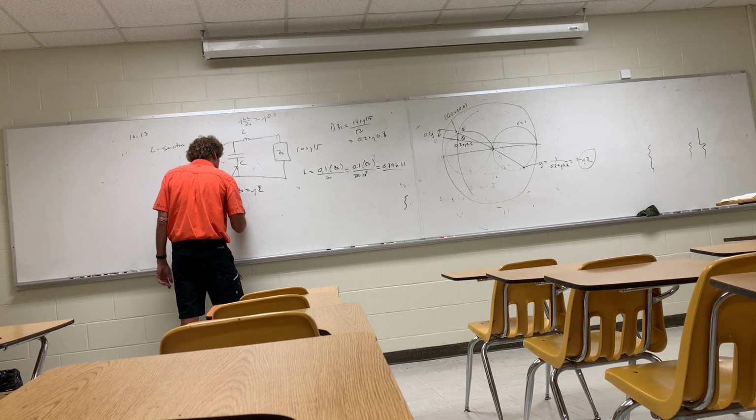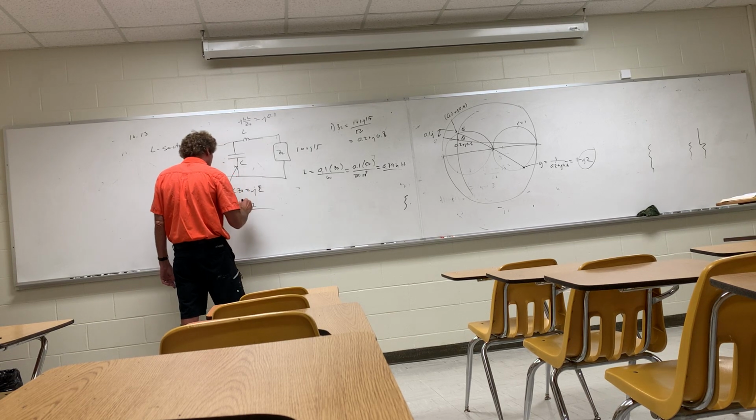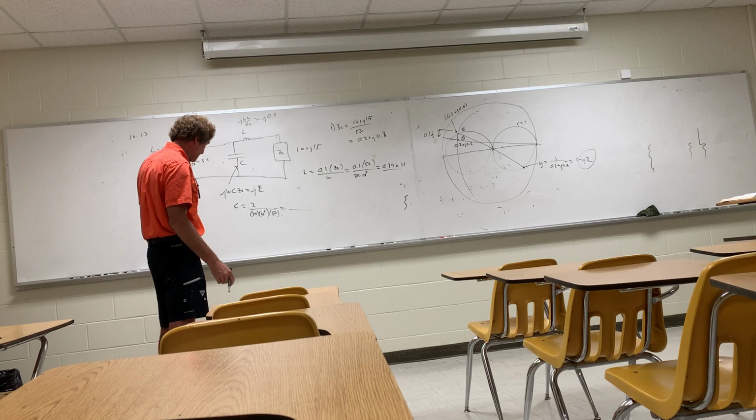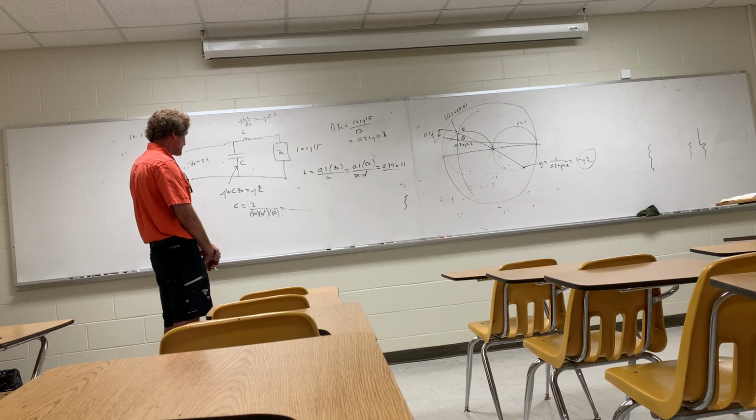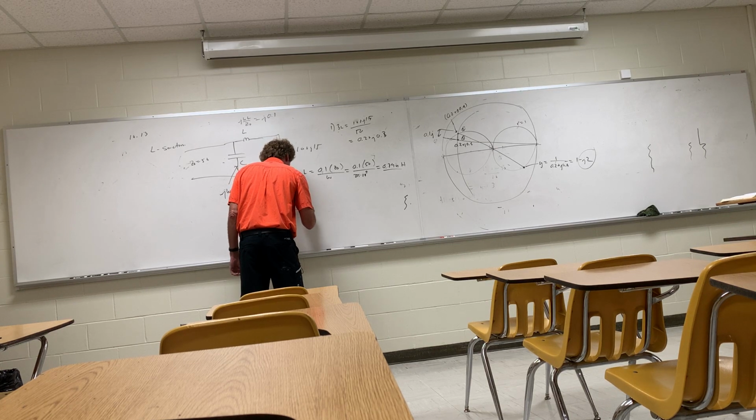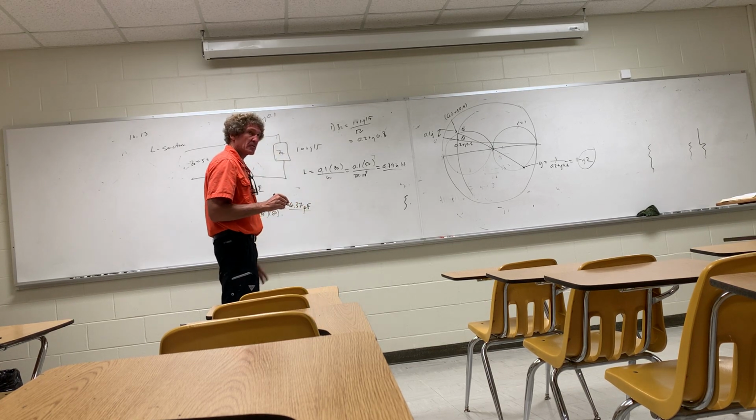Or we can say C is equal to 2 over omega Z naught. Omega is 2 pi times 10 to the 9th, because it's a gigahertz, and Z naught is 50. So you can tell me what this is. I think it's picofarads, but I might be wrong. 6.37 picofarads. Pretty close.